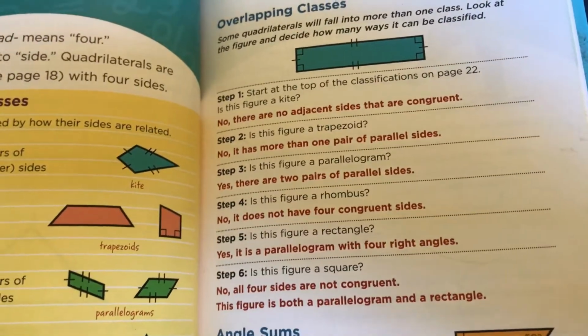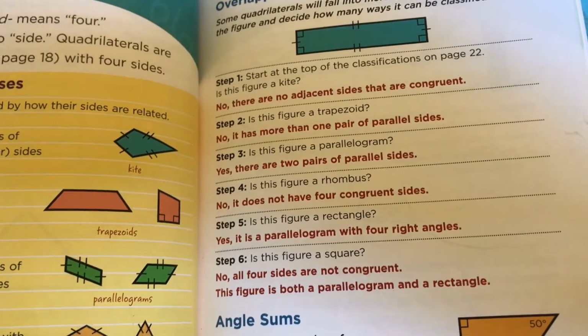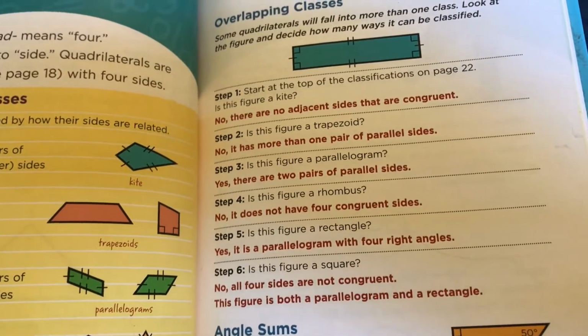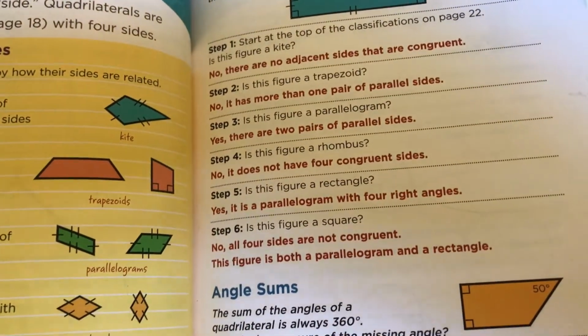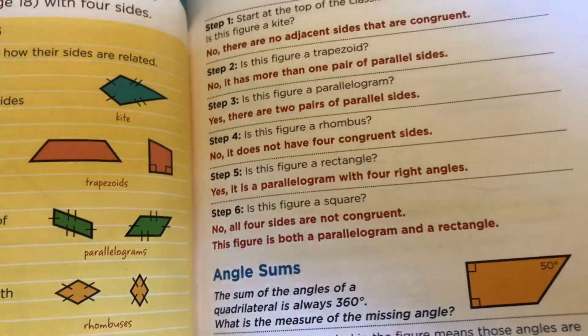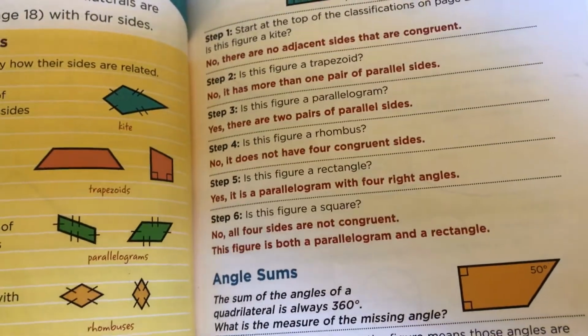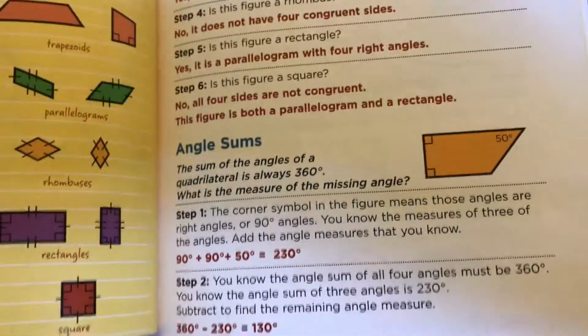Yes. There are 2 pairs of parallel sides. Is this figure a rhombus? No. It does not have 4 congruent sides. Is this figure a rectangle? Yes, it is a parallelogram with 4 right angles. 6. Is this figure a square? No, all 4 sides are not congruent. This figure is both a parallelogram and a rectangle.